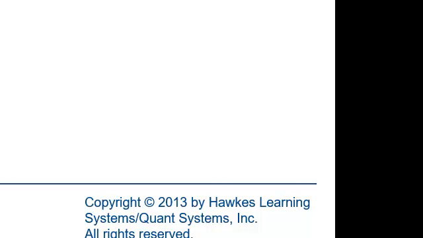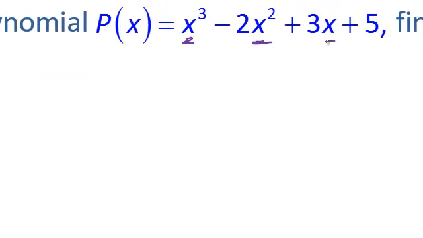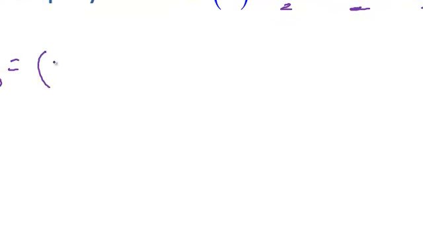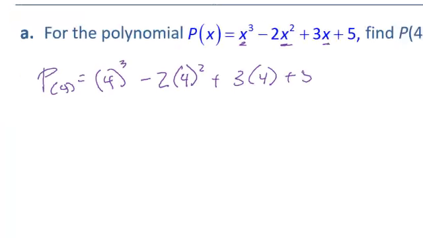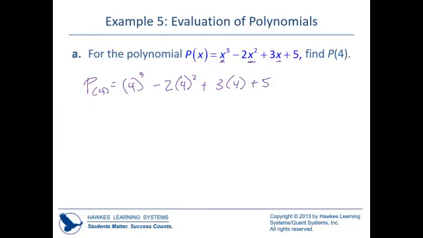It says for the polynomial p of x is equal to x cubed minus 2x squared plus 3x plus 5, find p of 4. And so all you're going to do is take p of 4, substitute 4 for all of your x values, here, here, and here. So this would be 4 cubed minus 2 times 4 squared plus 3 times 4 plus 5. Now notice how I put my 4's in parentheses here. That helps me to keep them separated since I'm plugging 4 in right here.